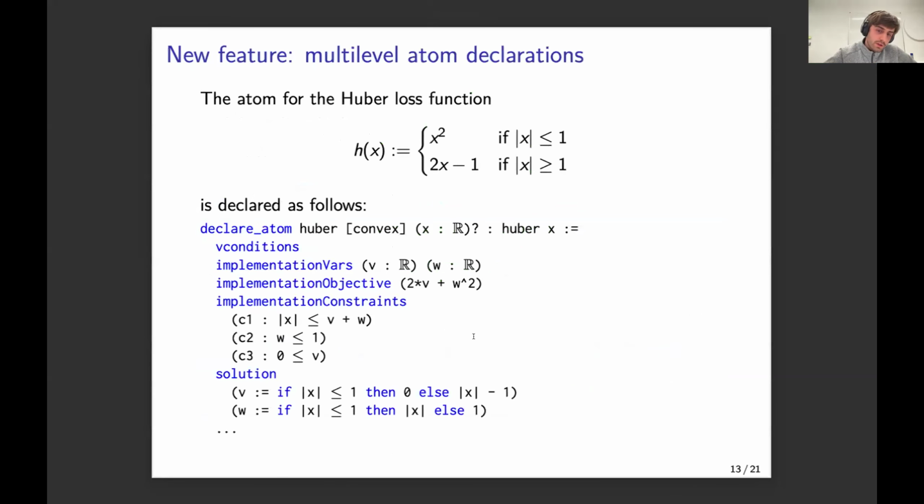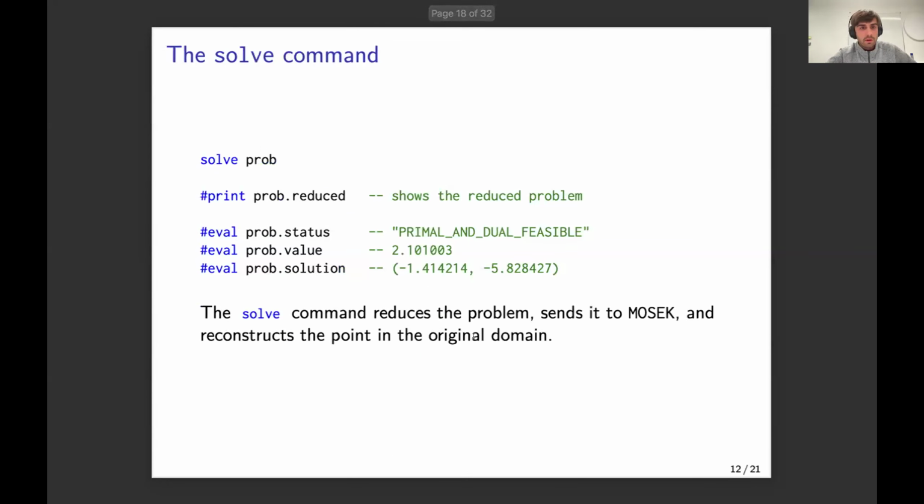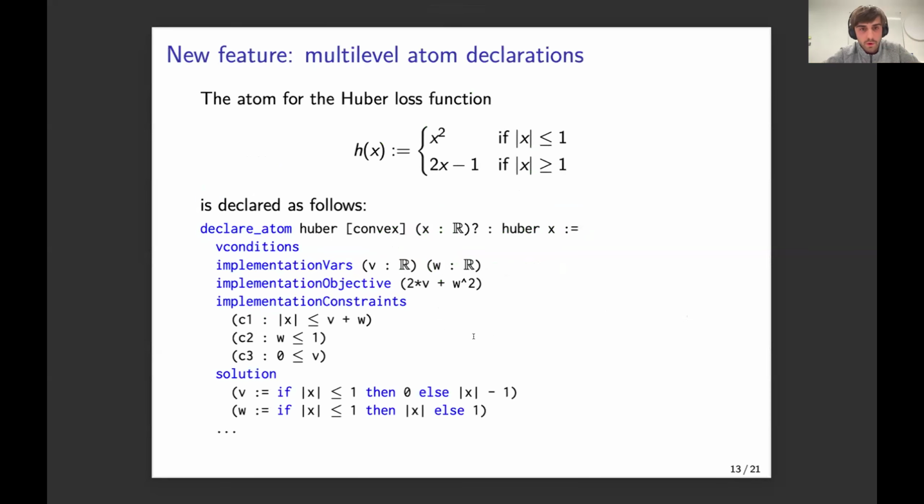So now I want to talk, so this so far is an overview of what CVX Lean has been able to do for a while. And I want to talk about some new features and also show a little bit more complexity on what can be done in CVX Lean. So I'll show you a bit of a more complex atom. There's the Huber loss function, which has some applications in statistics.